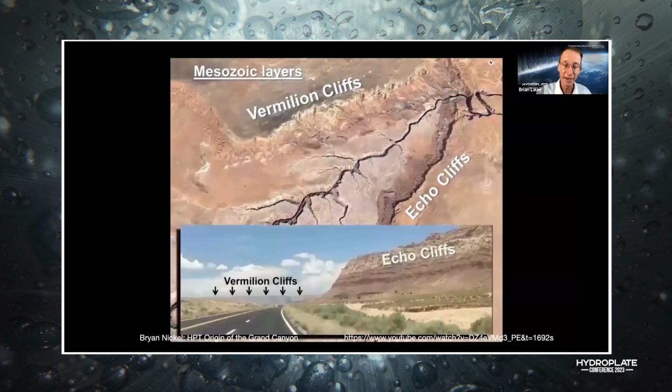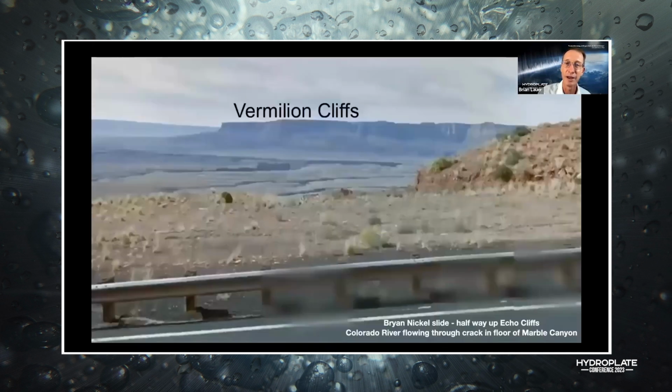Okay. And this is a picture of, if you're on one of the cliffs, if you're at Echo Cliffs, this is Brian Nichols' Cliff of Vermilion Cliffs, 12 miles away. And this is halfway up. And that crack is where the Colorado River is flowing. And what cracked the Marble Canyon?